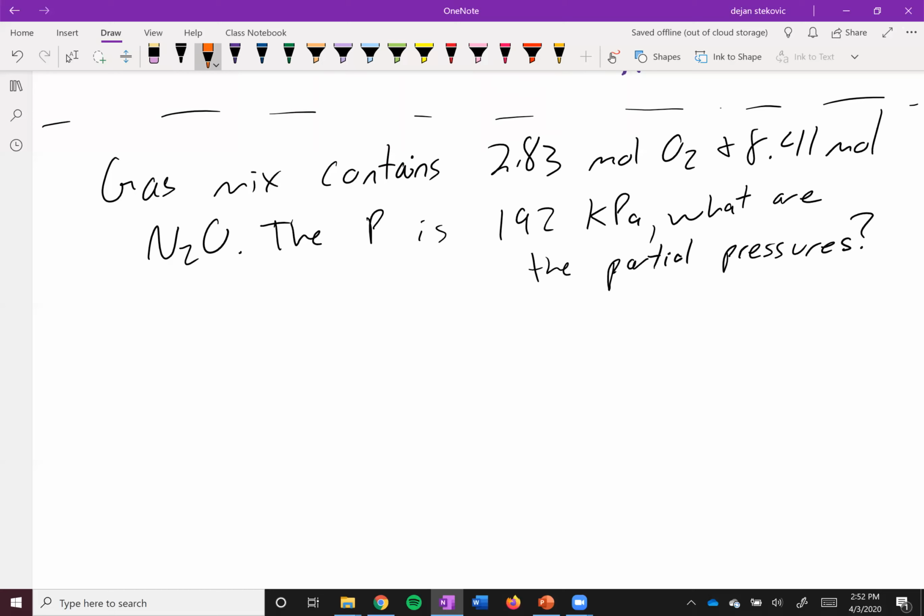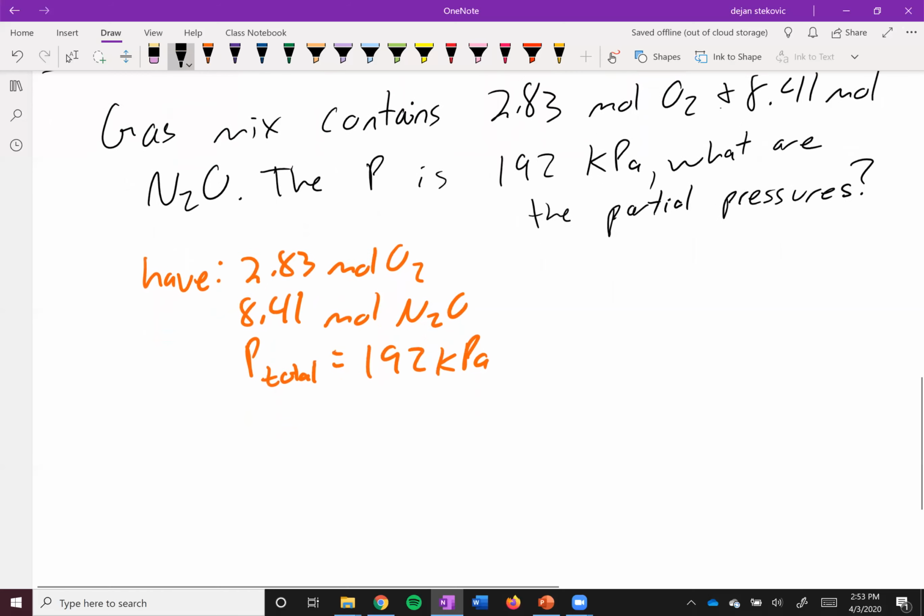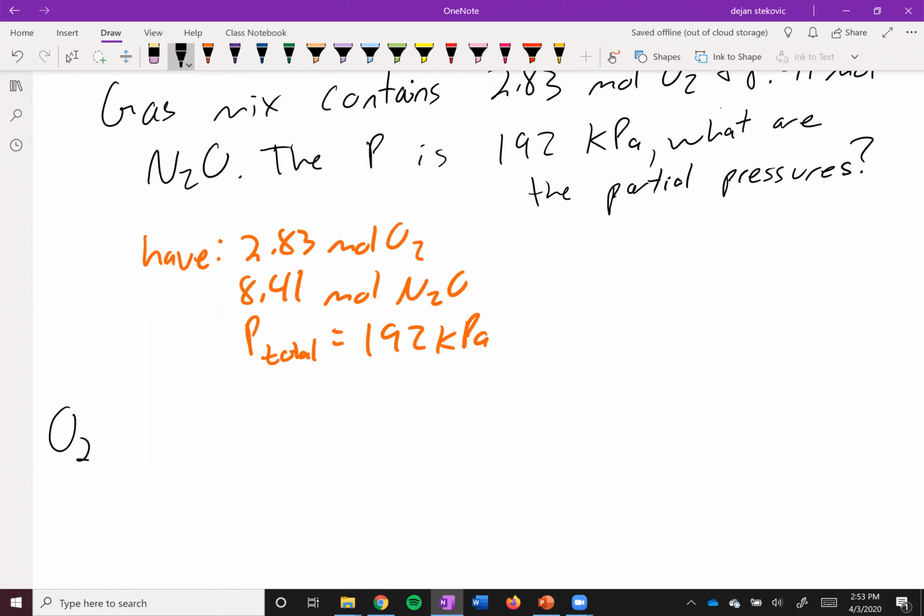Cool. So think about what you're given, what you have here. Well, we know we have 2.83 moles of O2. We know we have 8.41 moles of N2O. And we know that the pressure of these combined, so we're talking about here is P total, is equal to 192 kilopascals, right? And what we want is the partial pressures of each one of these. So let's do O2 over here.